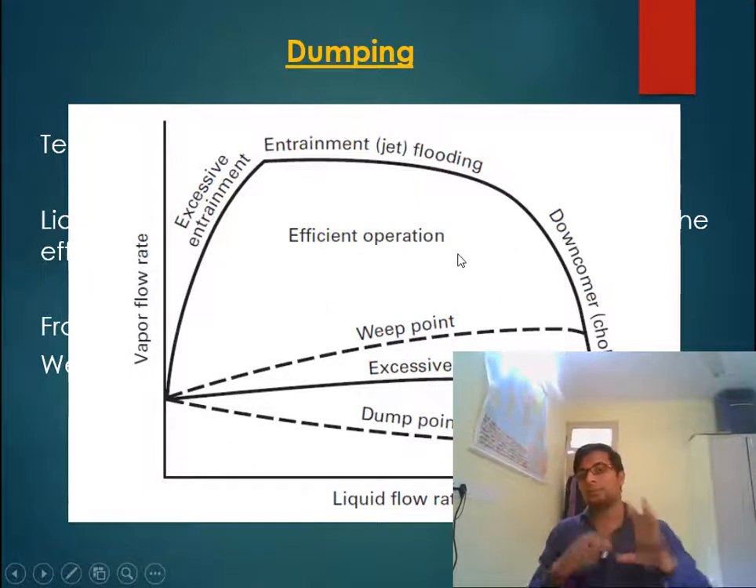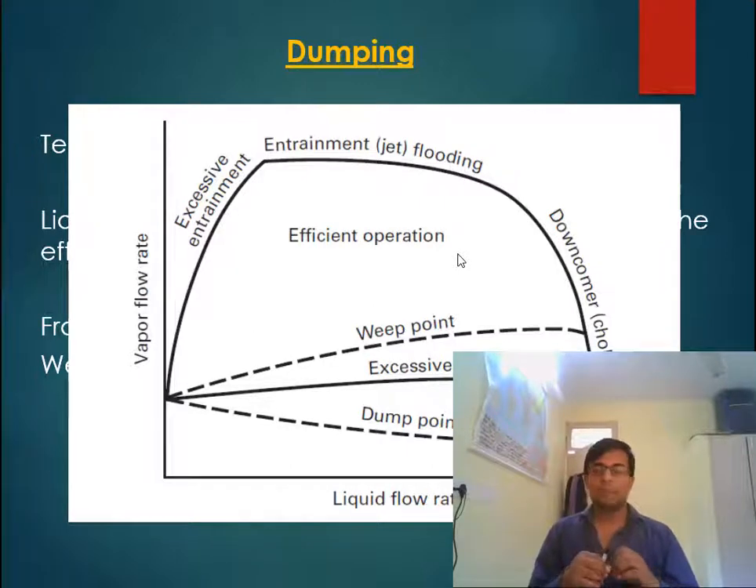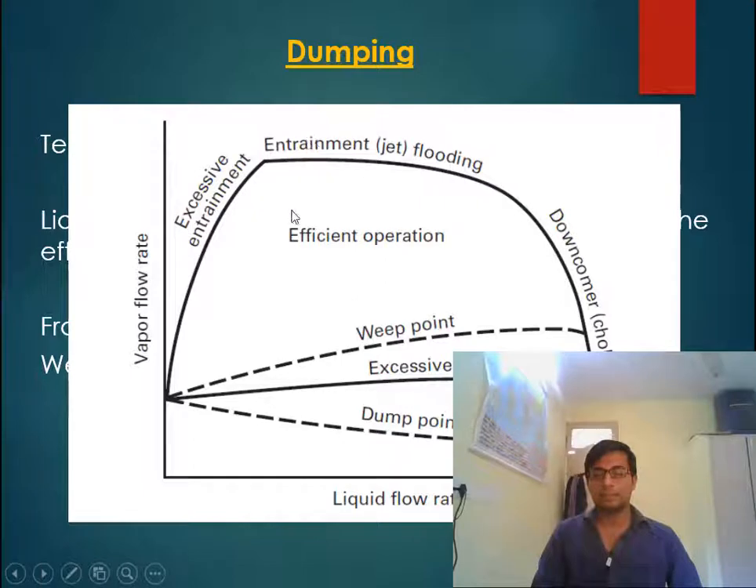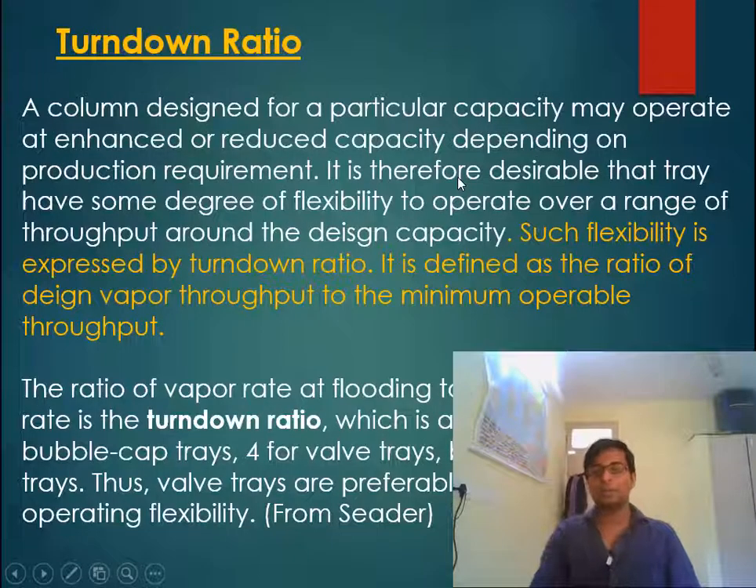So this range of operation provides flexibility of operation, because whenever we operate any column, we do not operate at a fixed throughput or a fixed feed flow rate. We may change our feed flow rate, we may reduce or increase it. So there should be flexibility, and that is required. Flexibility may be seen by this diagram, or it is also given numerically, and that is called the turn-down ratio.